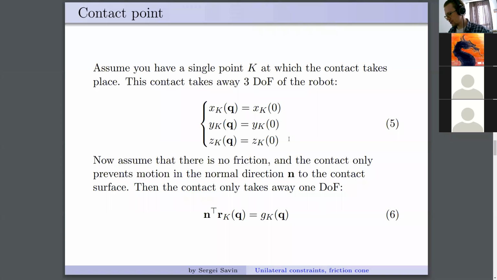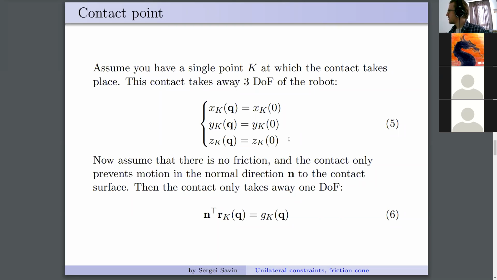So assume we have a single contact point, K, at the top of the slide, at which the contact takes place. So this contact, as long as it holds, should take away 3 degrees of freedom from your robot. Of course, assuming that your robot had those degrees of freedom to give, right? If it is a planar robot, it won't have one of those. But anyway, it takes away 3 degrees of freedom from your robot. And it does it as expression number 5.